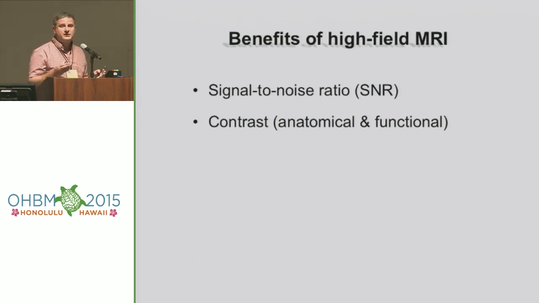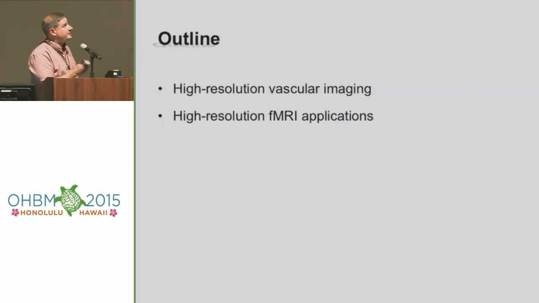Here the contrast, I break it down to 2 parts. One is the anatomical contrast that allows you to distinguish between 2 different types of tissue, and the other is functional contrast, which is more relevant when we're talking about fMRI. Throughout the talk, I'll try to explain that.